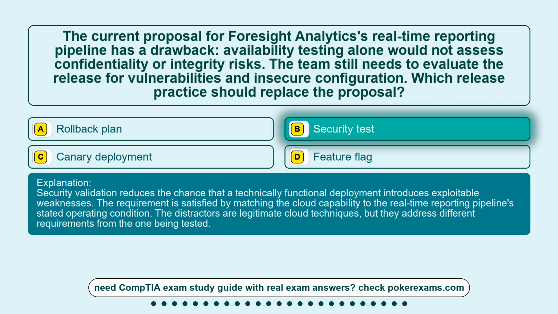Security validation reduces the chance that a technically functional deployment introduces exploitable weaknesses. The requirement is satisfied by matching the cloud capability to the real-time reporting pipeline's stated operating condition. The distractors are legitimate cloud techniques, but they address different requirements from the one being tested.